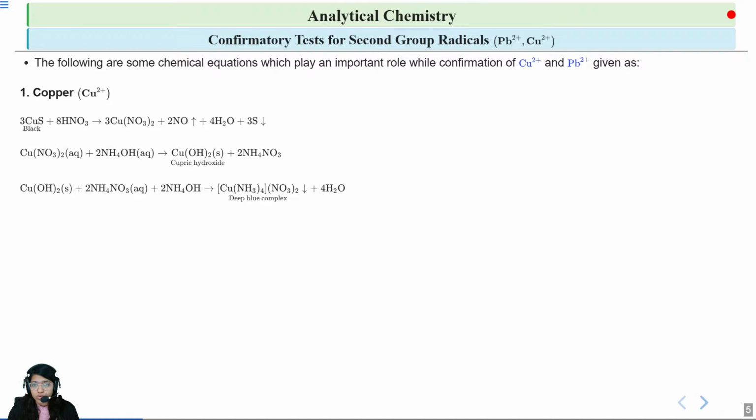So this reaction shows how copper hydroxide dissolves in ammonia to form a soluble complex ion, which demonstrates the amphoteric nature of copper hydroxide. Amphoteric means the compounds which can react with both acid and base. So here this reaction explains the amphoteric nature of copper hydroxide.